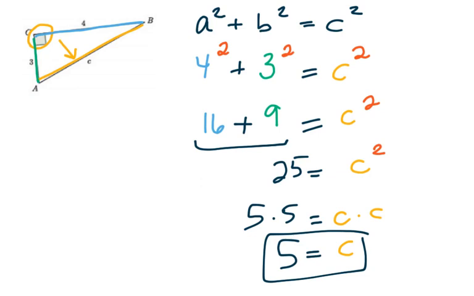You don't know yet how to do that with numbers that are not perfect squares. So for those, you might be able to find C squared but not C. But in this problem, because C squared is a perfect square, you can actually determine the exact length of the hypotenuse.